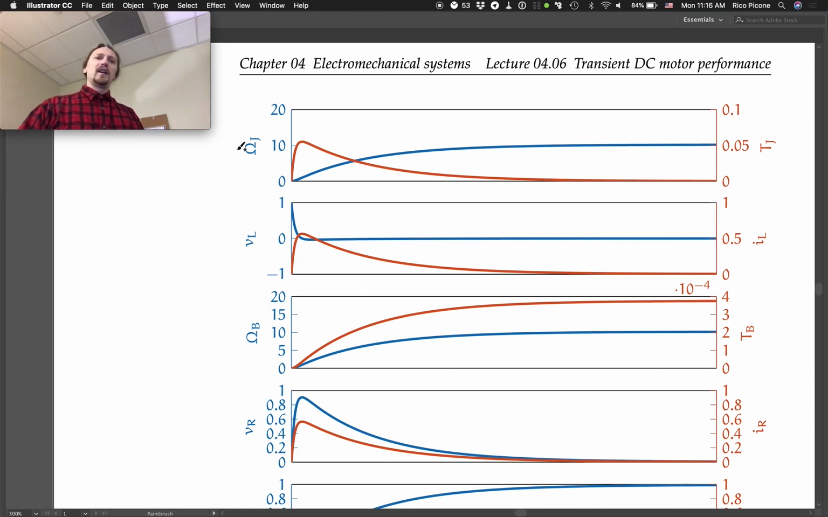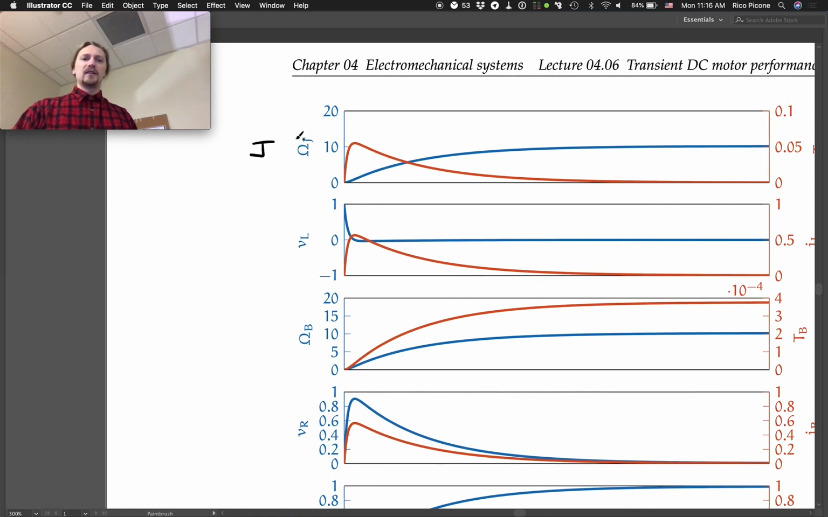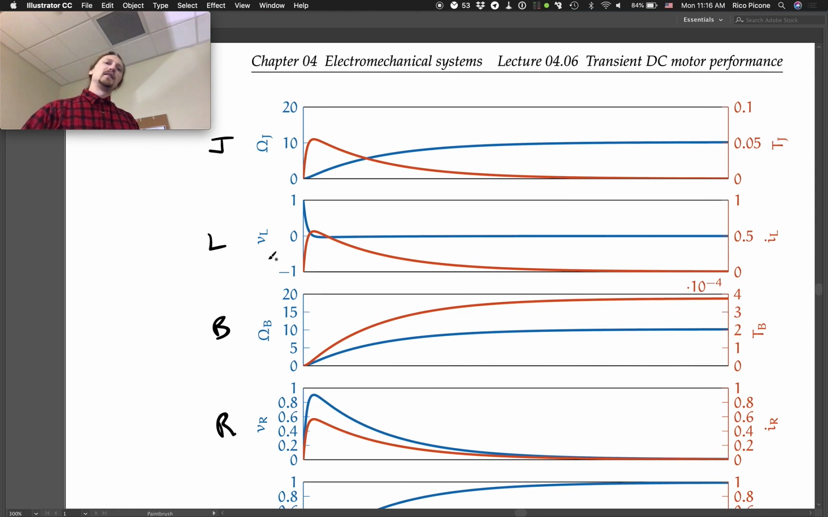What I've got here are each of the elements. The first graph is for J, the second one's for L. So the moment of inertia, the inductor, the damper, the resistor, etc. The left-hand axis, the blue axis, is the across variable. And the right-hand axis, the orange axis, is the through variable associated with that element. We solve for all of them, so we can plot them both. So we plot the angular velocity of the moment of inertia J as it responds to the step voltage input.